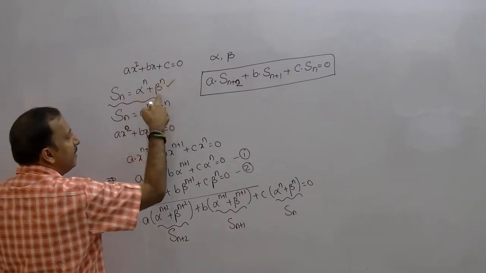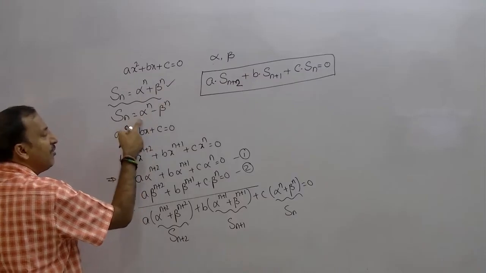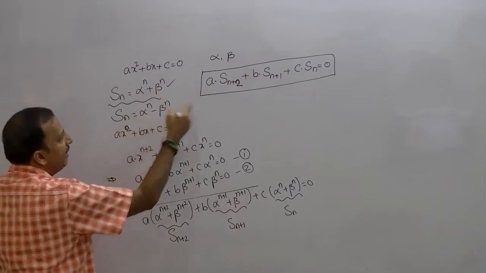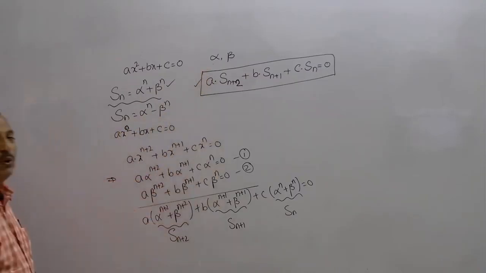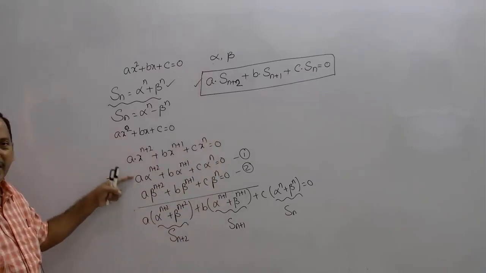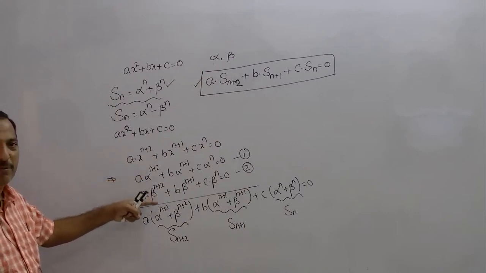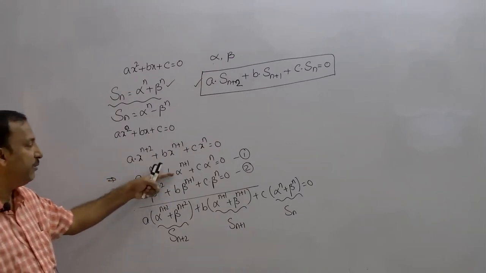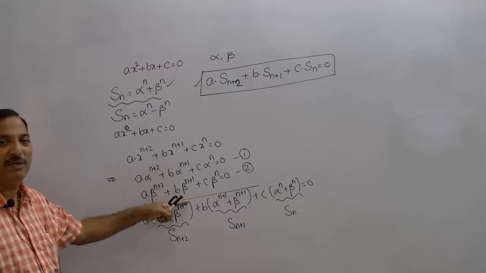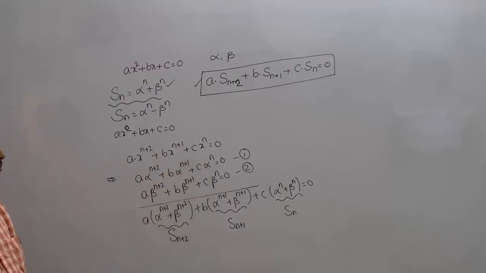Similarly, even if you take Sn is equal to alpha power n minus beta power n, even in the case of summation, the problem is this. Even if you take minus, Sn equal to alpha power n minus beta power n, this relation still holds good. How? If you subtract, a into (alpha power n plus 2 minus beta power n plus 2) plus b into (alpha power n plus 1 minus beta power n plus 1) plus c into (alpha power n minus beta power n). That is one of the most important points.